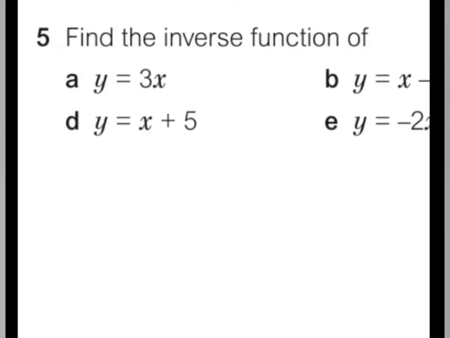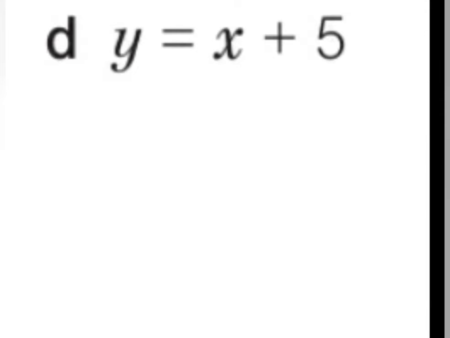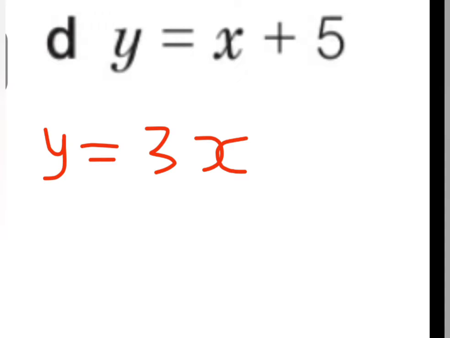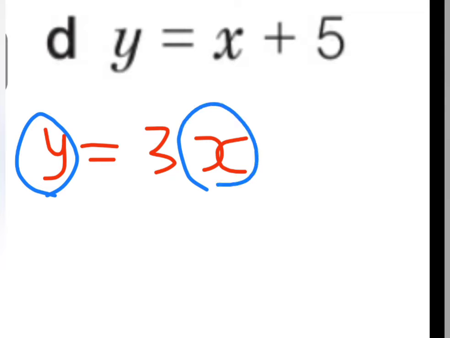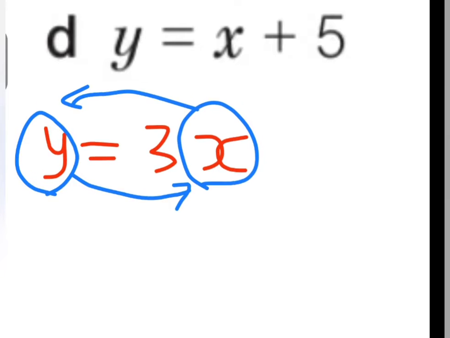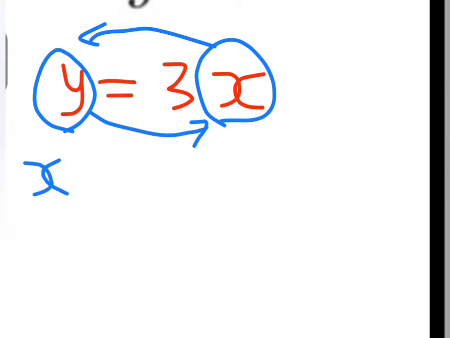Y equals 3x, so we write it here. y equals 3x. Now, the first step we do is what? The first step, we change the x and the y. To find the inverse function first, we have to change the places of the x and the y without changing anything else. So x equals 3y. Very good. This is the first step in finding any inverse function.